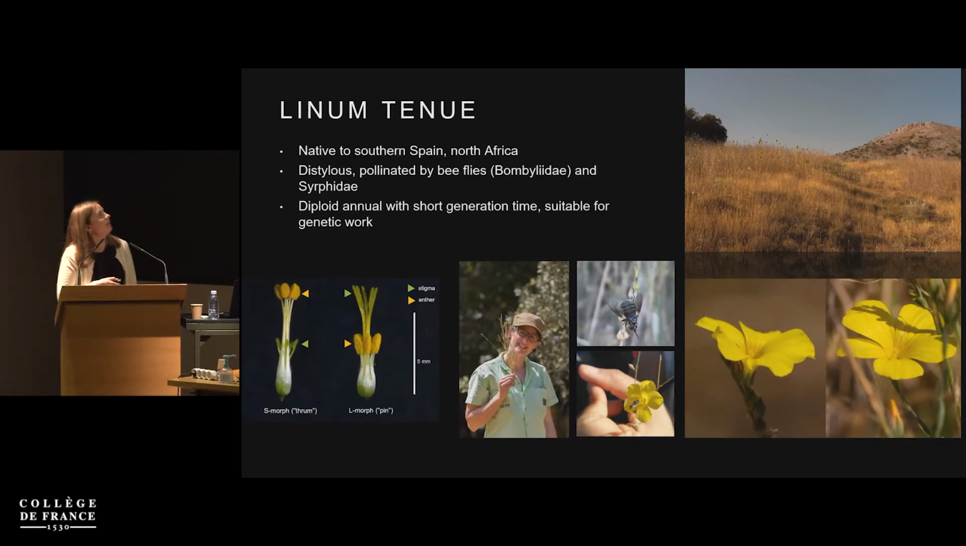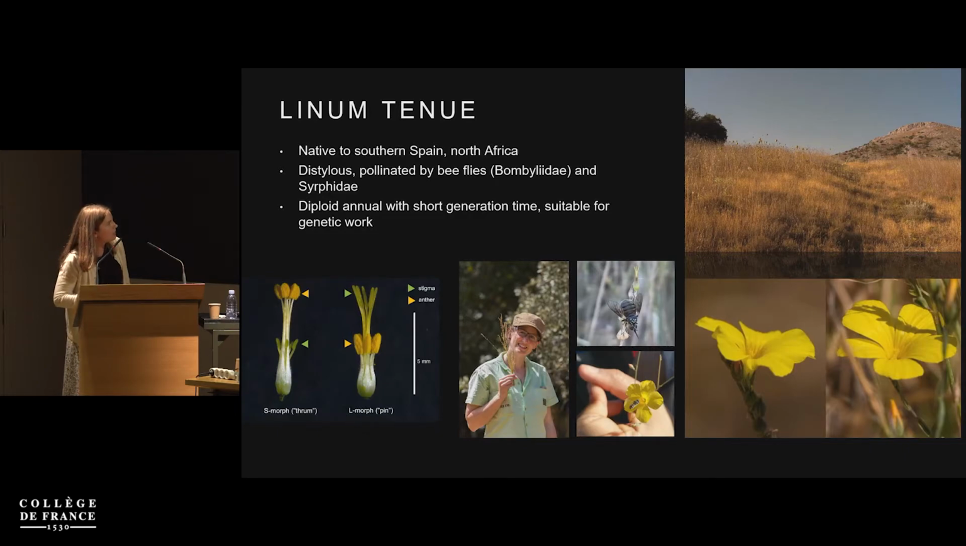So Linum tenue is a Distyly species that occurs in these kind of dry meadows in southern Spain and in North Africa. It's distylous. This is what the flowers look like in the field, and this is what they look like if you take off the petals and sepals. It's pollinated by syrphid flies and bee flies. And this is a diploid annual species with a short generation time, making it very suitable for genetic work.